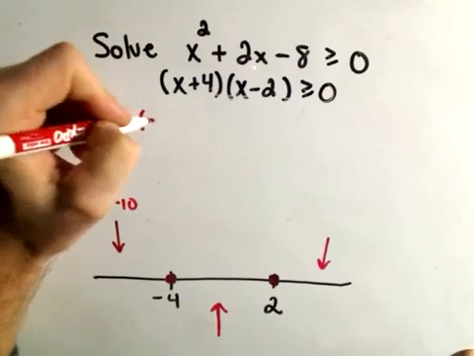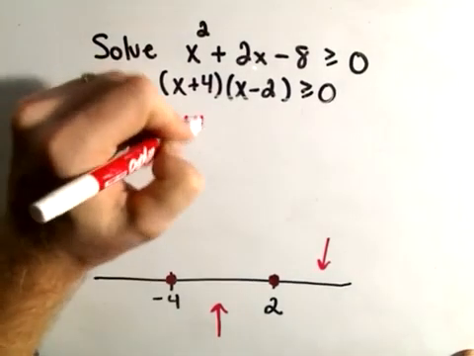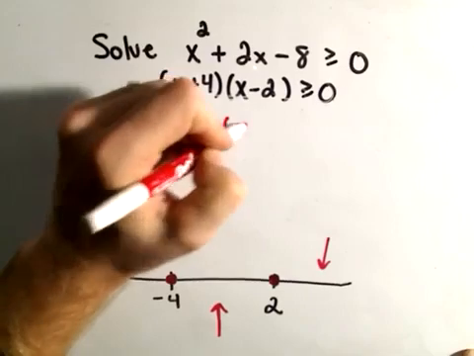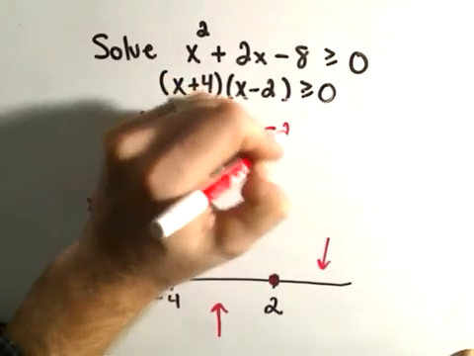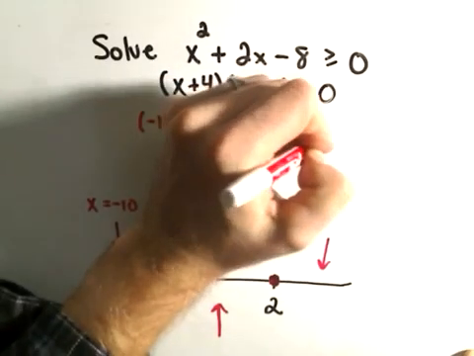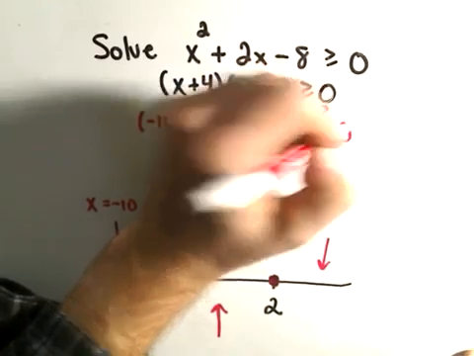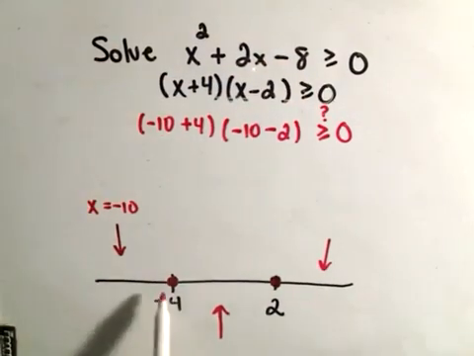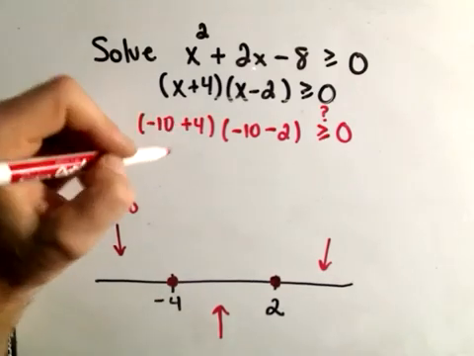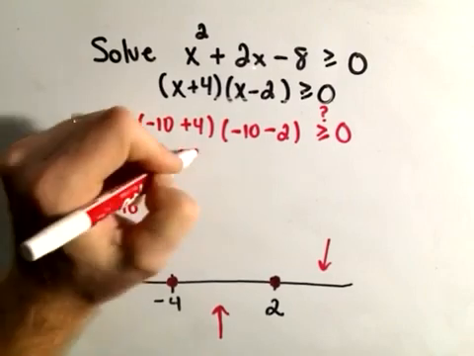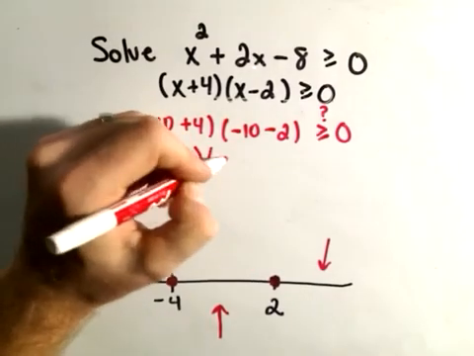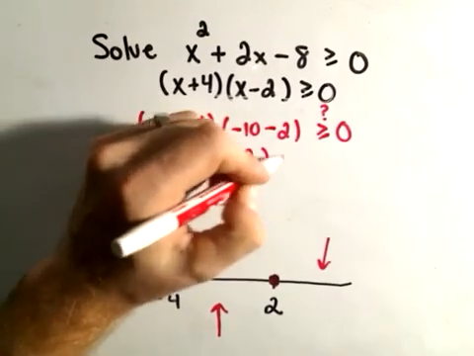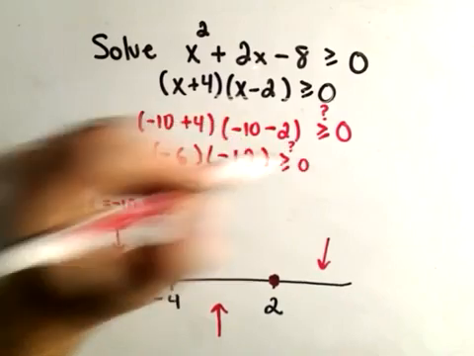So I'll get negative 10 plus 4, and then I'll get negative 10 minus 2, and I'm asking myself, is this greater than or equal to 0? If it is, that means every number smaller than negative 4 works. So negative 10 plus 4 is negative 6. Negative 10 minus 2 is negative 12. Is that greater than or equal to 0?